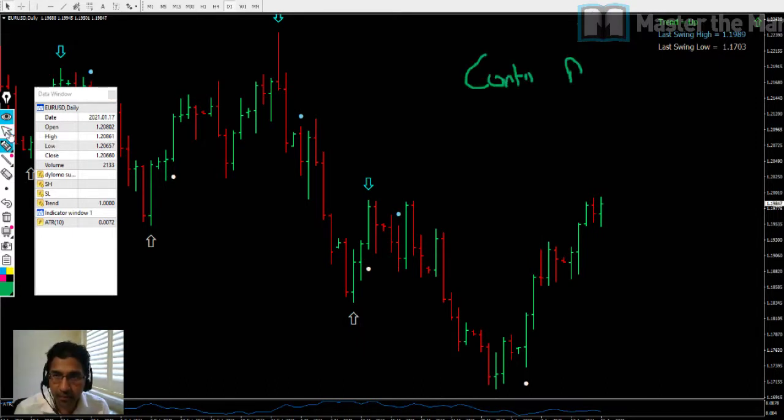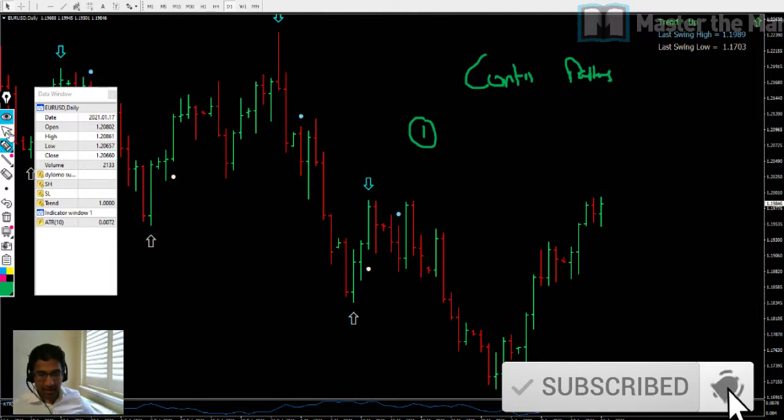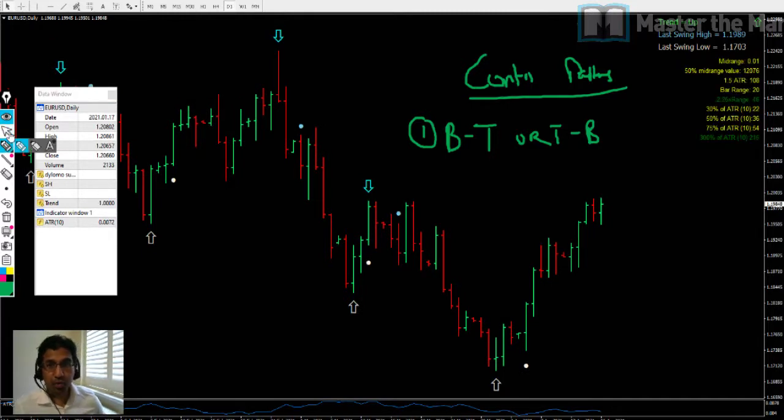So continuation patterns, what are they to begin with? The first thing is that they can only be identified if you've identified what type of move it is. Remember in all our material that we have spoken about, you have to first define whether a move is a bottom to top or a top to bottom move. This is the first thing that you need to identify. To identify that, you need to quantify your tops and bottoms.